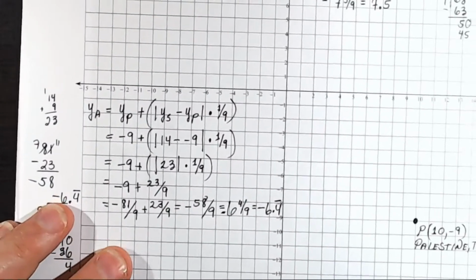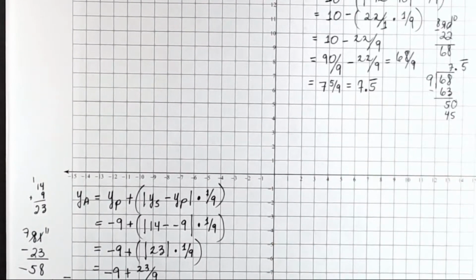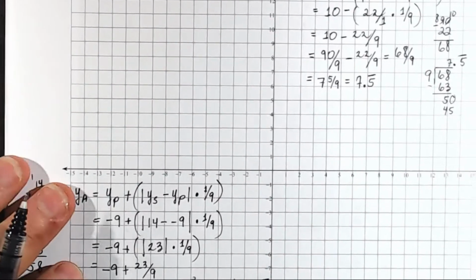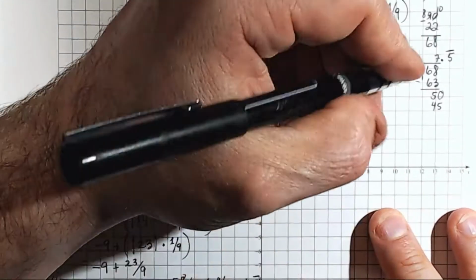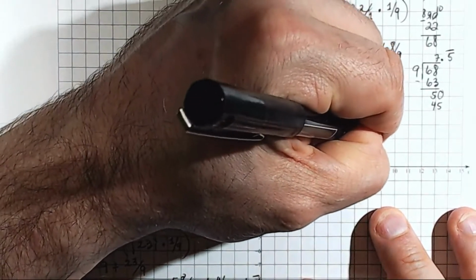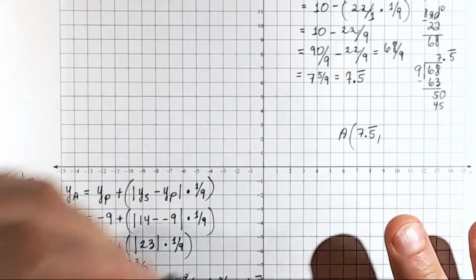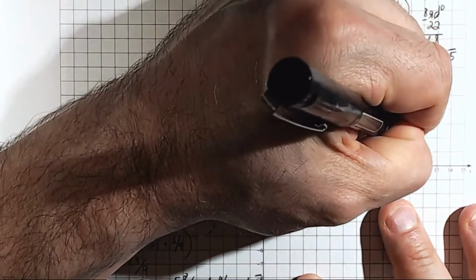Our x coordinate is 7.5 repeating, and let me write this down somewhere. So we found Amarillo. So Amarillo is located at 7.5 repeating, comma, -6.4 repeating.